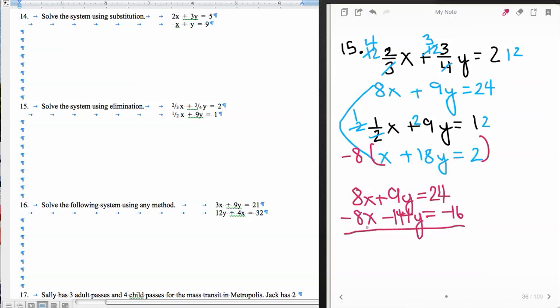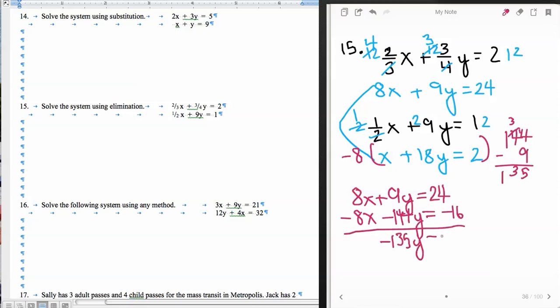And so 8x and negative 8x is 0. That's exactly what I wanted to happen, so I'm not going to write anything. And then I'm going to subtract, because one's positive, one's negative, it's going to be a negative, and 144 minus 9. So 144 and then subtract 9. So we have to do some borrowing here, and 14 minus 9, which is 5, 3 minus 0, 1 minus 0, so we have 135y.